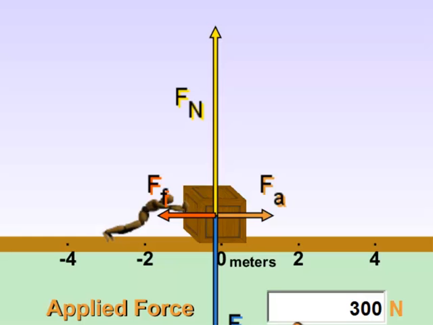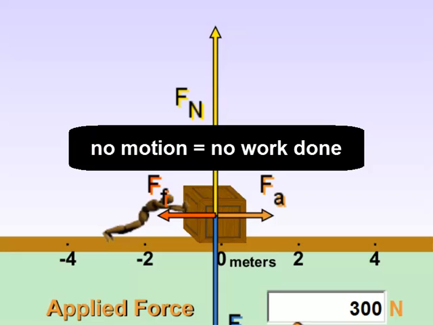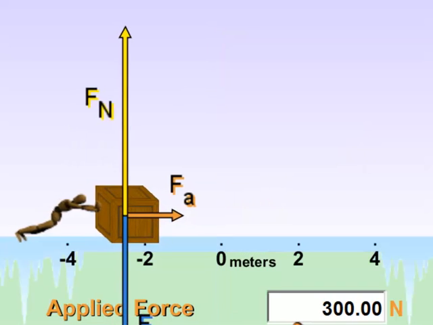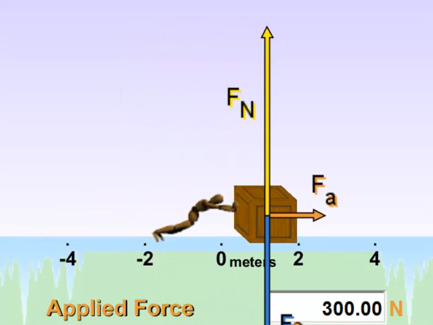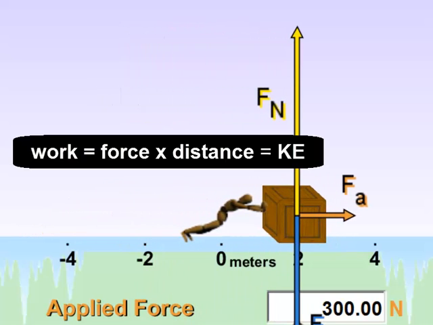Push against a box on a floor. If it doesn't slide, then you aren't doing work on the box. If there's no friction at all, the work you do on the box is the force of your push times the distance. This work becomes the kinetic energy of the box.